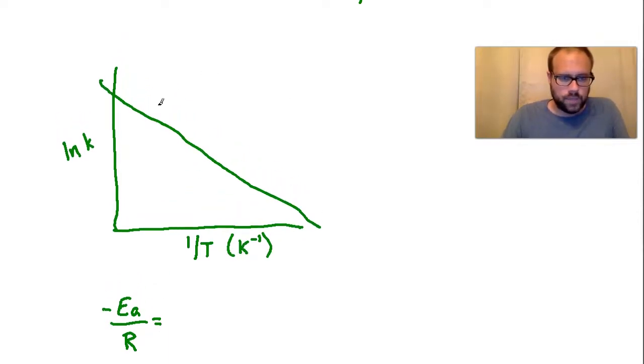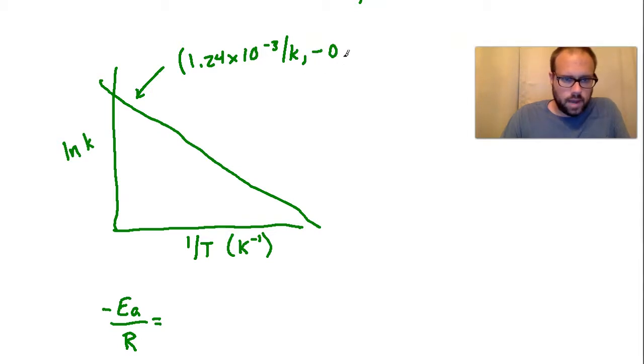All right, so in a case like this, let's go ahead and again use 2 points like we did in the last lecture. So we pick out 1 point and we find that its values are 1.24 times 10 to the minus third inverse Kelvin, and negative 0.45. And then for the other point, it will be 1.41 times 10 to the negative third inverse Kelvin, and negative 4.